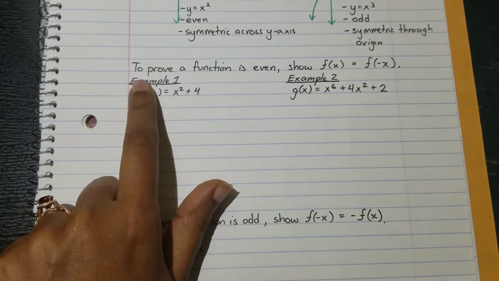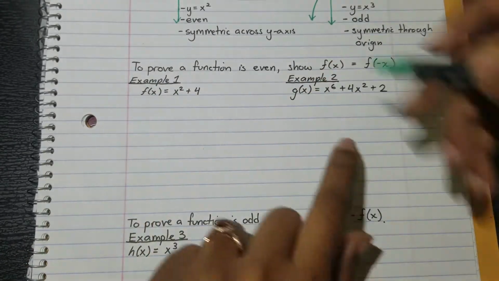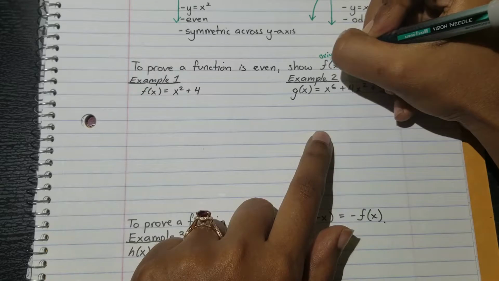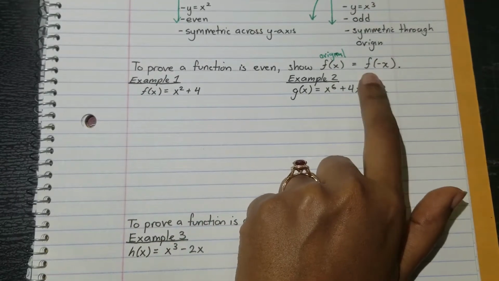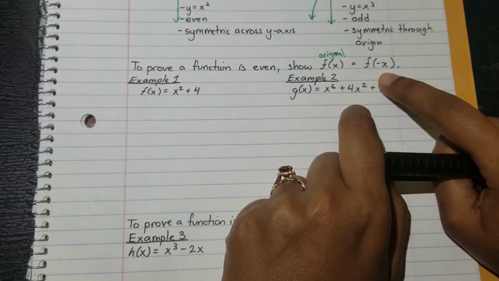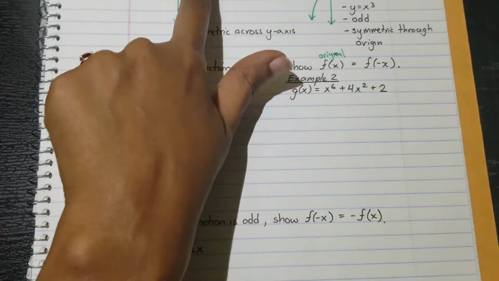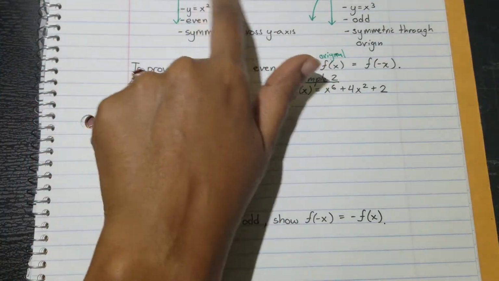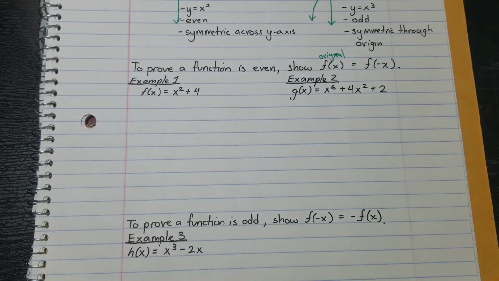So if you want to prove that a function is even, you want to show that f of x, or the original function, is equal to the function when you substitute negative x, specifically negative x. And why is it negative x? Well, because it's flipping across the y-axis, so instead of having positive x values, it's going to be negative x values. So let's see how that looks.